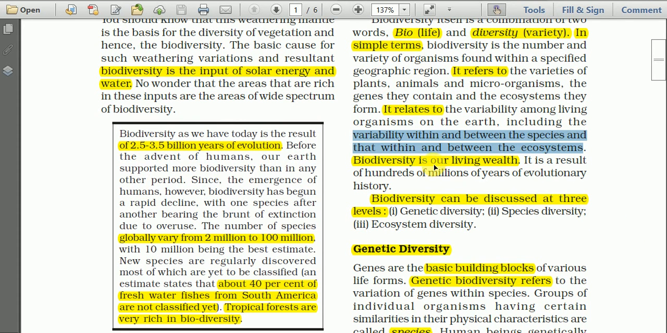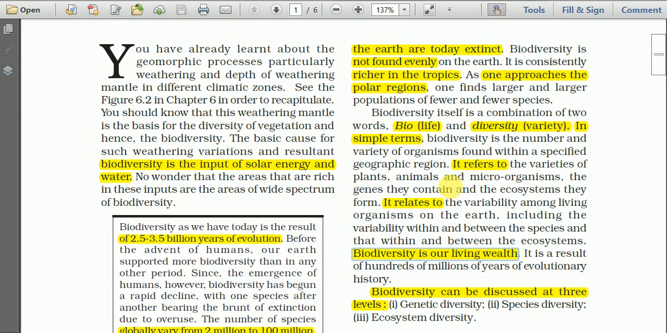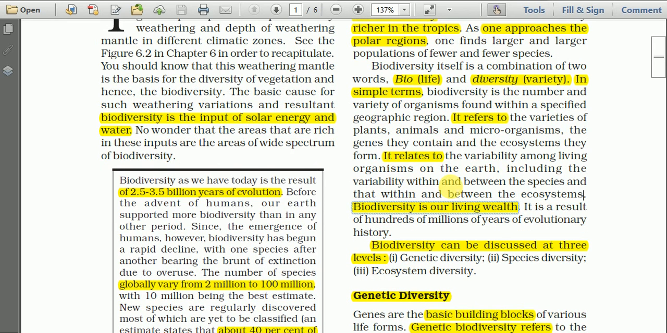Then biodiversity is our living wealth, and it is a result of hundreds of millions of years of evolutionary history. So this is about the concept of biodiversity. In simple terms, biodiversity means the number and the variety of organisms found in a region. It refers to the number and the varieties, meaning types, of organisms found in a particular region. So this is the meaning of biodiversity.